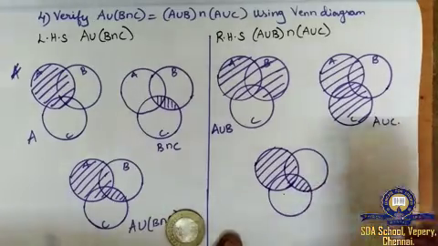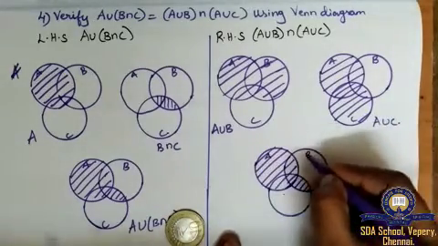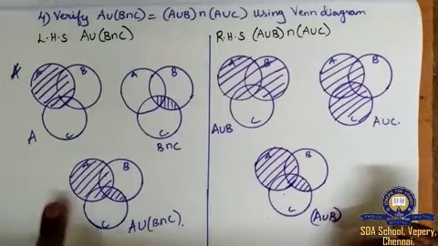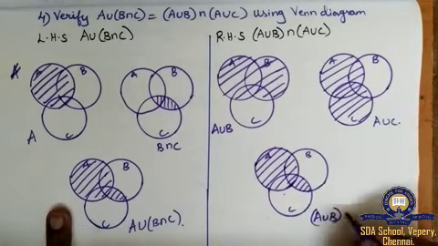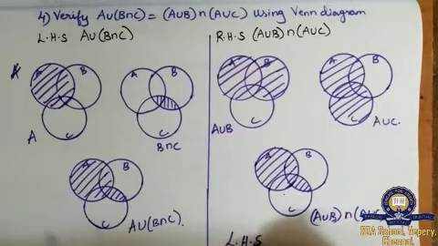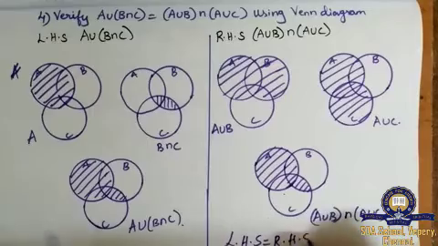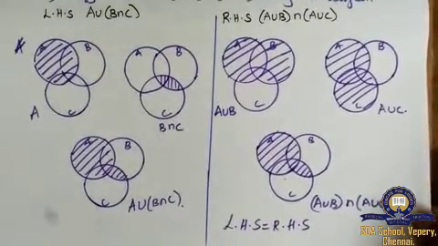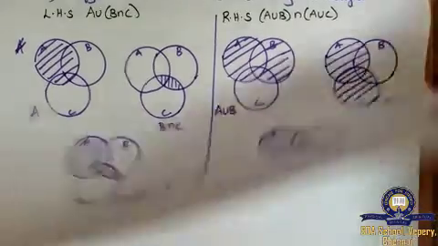So I can add this. See, you can verify. Verify both the left hand side and the right hand side are equal. So therefore you can say LHS is equal to RHS. LHS is equal to RHS. We have completed the 11th sum, 9th sum and 4th sum.